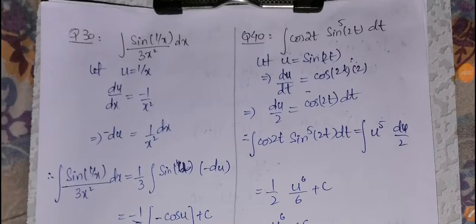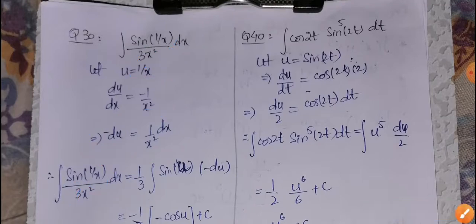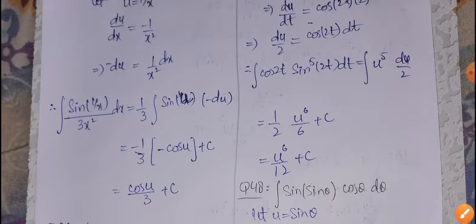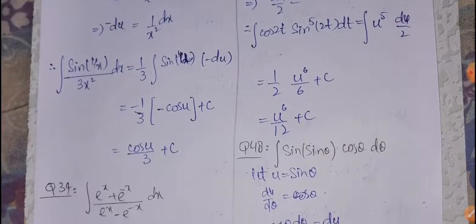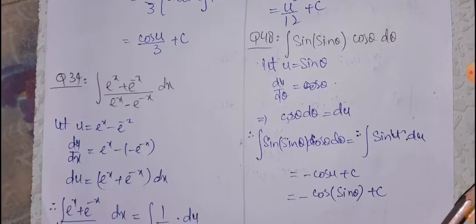Here we have question number 30 from the exercise, integral of sine 1 by x over 3x square dx. So here I am going to take u to be 1 by x, so that its derivative is minus 1 over x square, and the value of dx over x square is going to be minus du. So inserting the values, this 1 by 3 will be taken out of the integral. Sine 1 by x will be equal to sine u, and this dx over x square will be equal to minus du. So solving this integral, we get minus cos u plus some constant of integration, and we will insert the value of u again, that is cos 1 by x over 3 plus some constant of integration c.